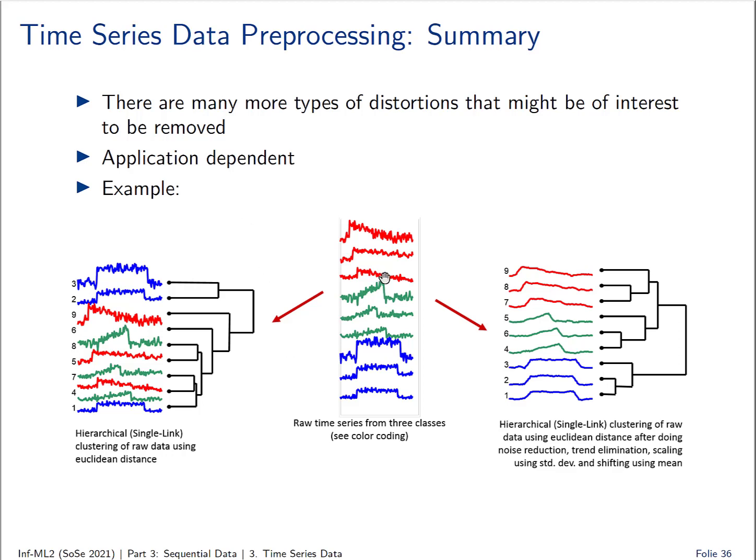And just so that you see how different pre-processing steps could really help, this is one of the famous pictures from this tutorial by Eamonn Keogh. You have some raw time series from 3 classes: the red class, the green class, and the blue class. If you closely look at those, you see that they have a very similar shape, but not too similar, and a lot of noise and stuff like that.